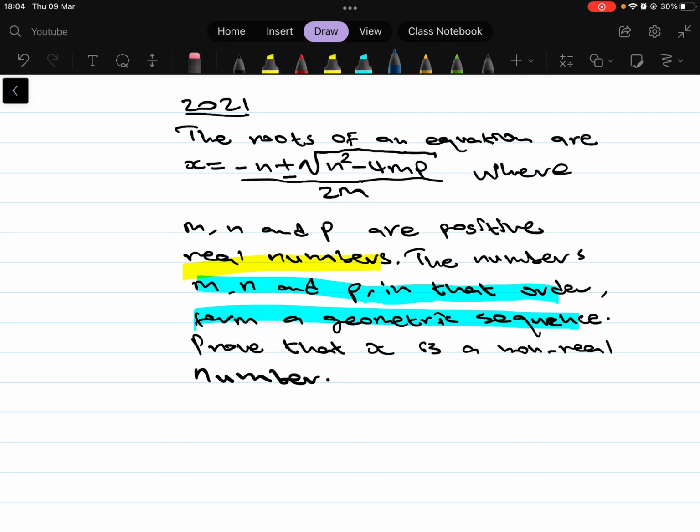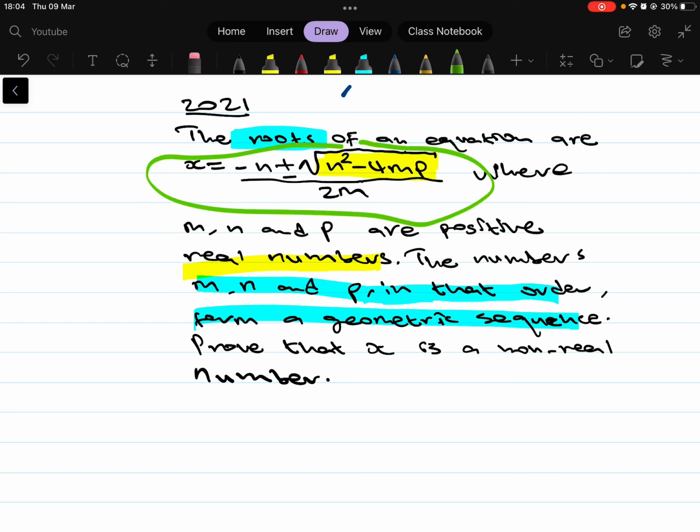With non-real numbers, you will remember from the nature of roots from grade 11 that the discriminant is negative. The discriminant is less than 0. By discriminant, we mean what you have inside the square root there, because this is a quadratic equation, as you can see. It's not rocket science to discover that this is a quadratic equation.